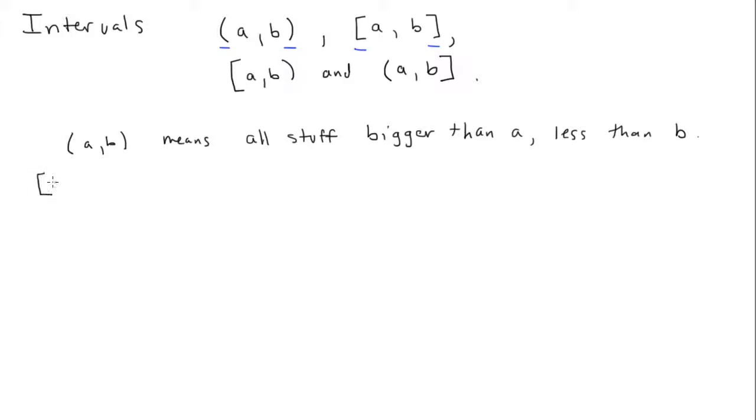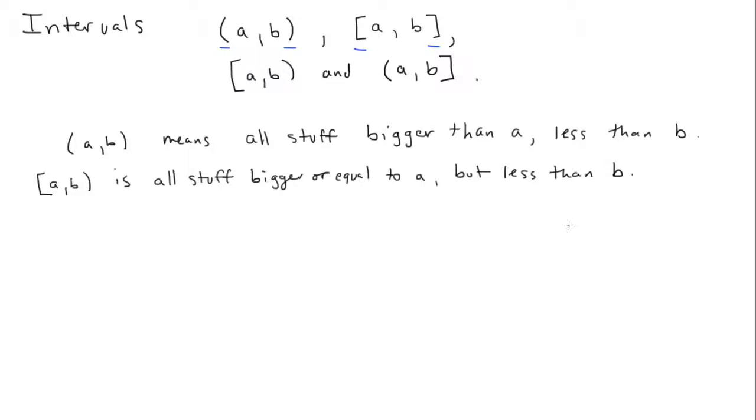Okay, so we'll do [a, b), which is all stuff bigger than or equal to A, but still less than B. Okay, we don't want to have to write everything out in English like this, so we want to be able to write this statement in English in a more mathematical way. It'll be more compact and a little bit more precise.